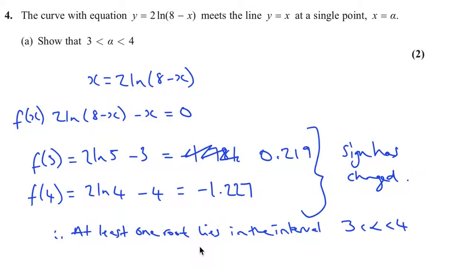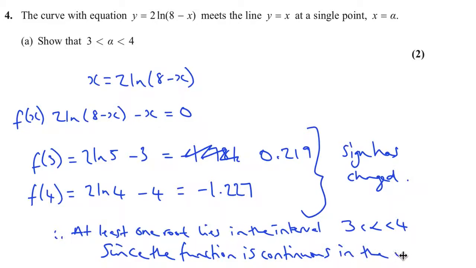So we know there's 2 rules for the sign change rule. The sign has to change, which means there's at least one root, but that's only true for sure if the function is a continuous function, which it is. It will always be, otherwise you wouldn't be asked the question. So we need to say at least one root lies in the interval 3 to 4, since the function is continuous in the interval.